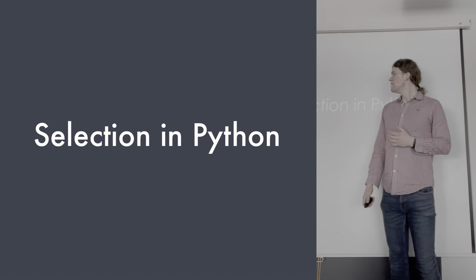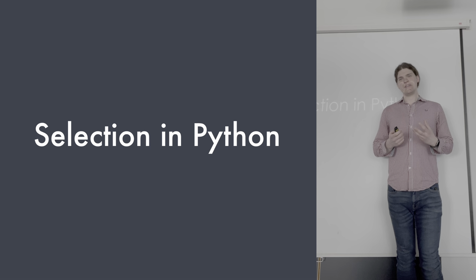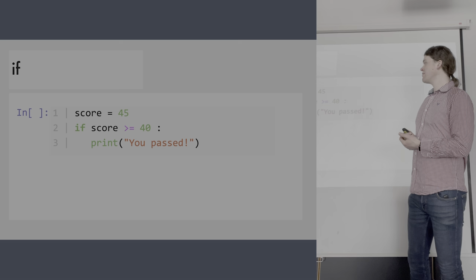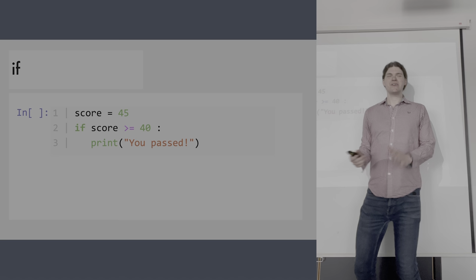So remember, this is the ability to select between blocks of code. And how do we do that? Well, we would have a condition which will determine whether we run that block of code. So let's have a look at this example here. We've got three lines. And first of all, remember from the previous lecture, we have a variable. Remember, we don't need the type to be declared in Python.